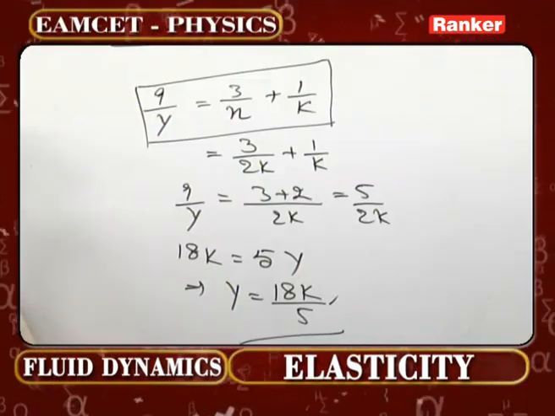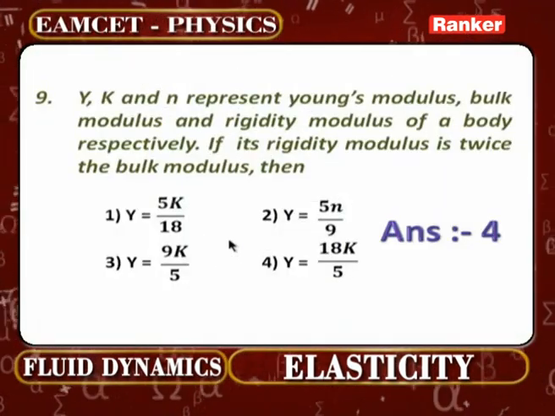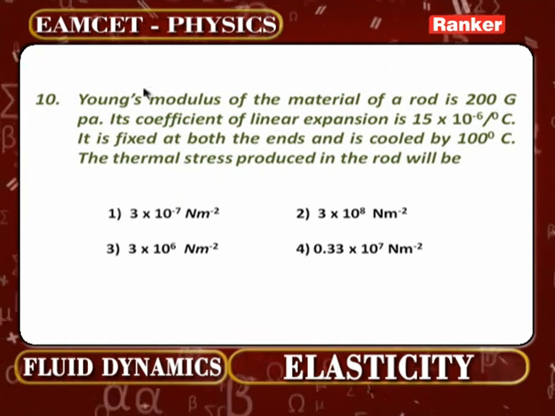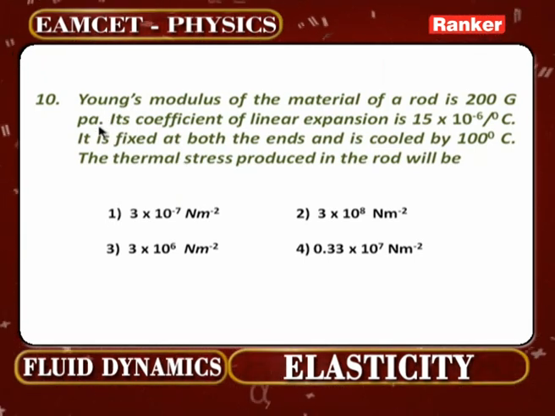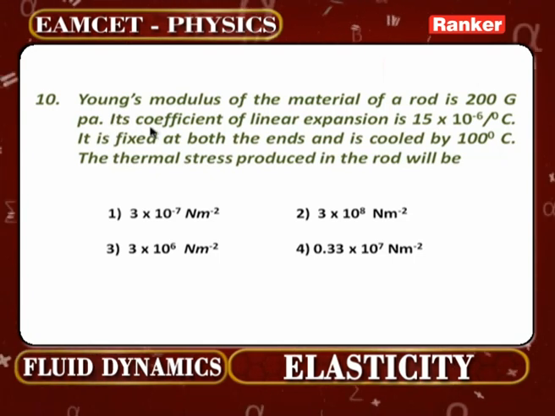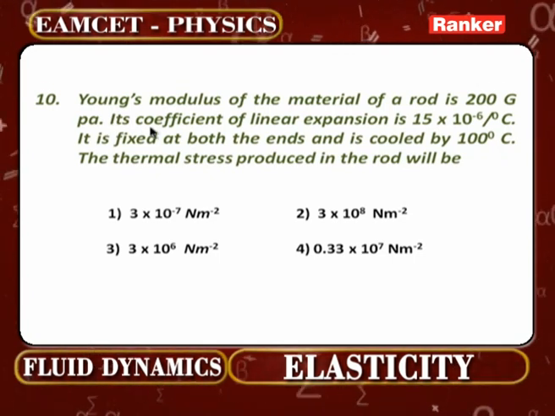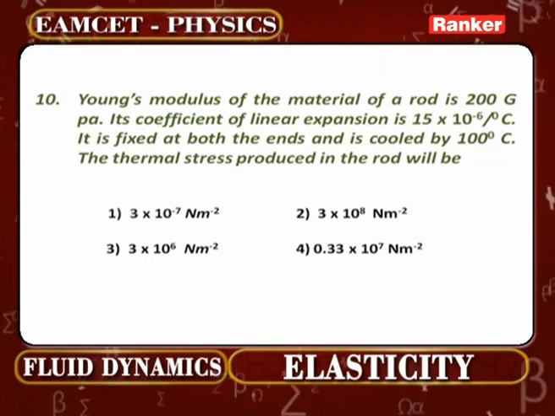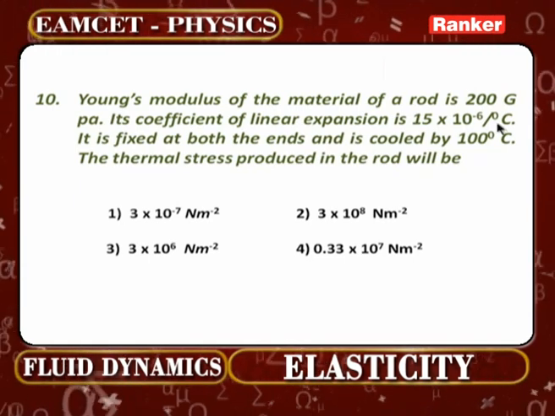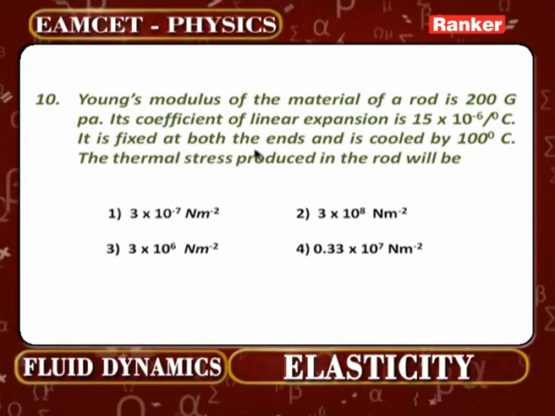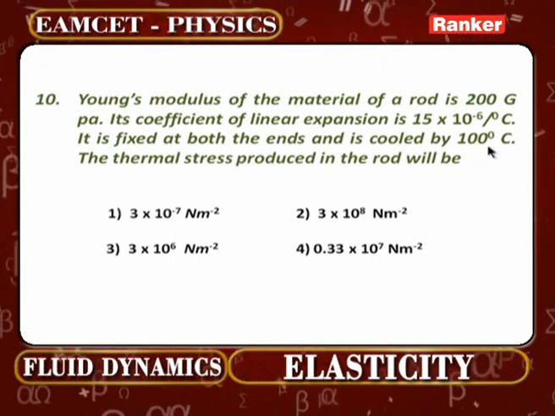Okay. Now come to the next number, that is problem number 10, please. Look at that. Young's modulus of a material of a rod is 200 gigapascal. First and foremost, giga is 10 to the power 9, that is actually the value you have to remember. Its coefficient of linear expansion is 15 into 10 power minus 6 per degree centigrade. It is fixed at both the ends and is cooled by 100 degrees centigrade.